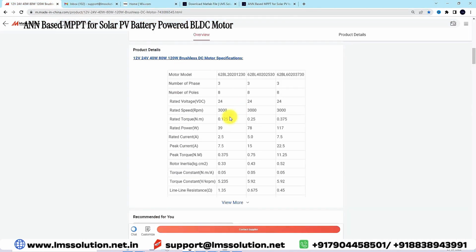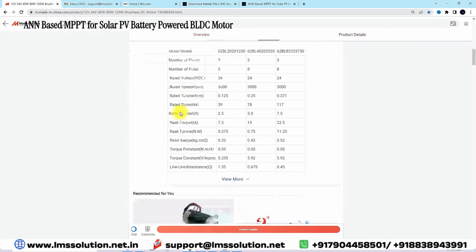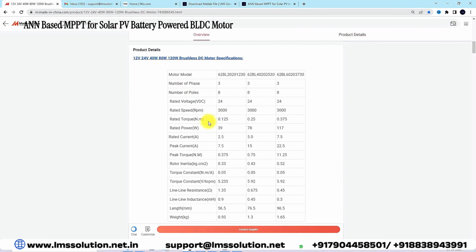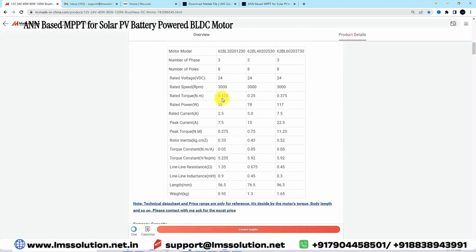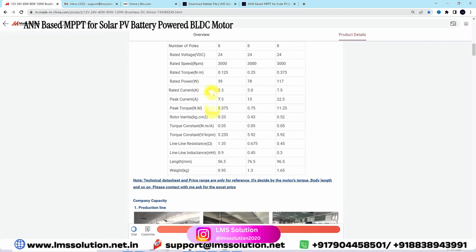Here we can see this website. This is the rating of this motor. The rated voltage of the BLDC motor is 24 volt. The rated speed is 3000 rpm. The rated torque is 0.125 Newton meter. The rated power is around 39 watts and the rated current is around 2.5 amps. The peak current is 7.5 amps.